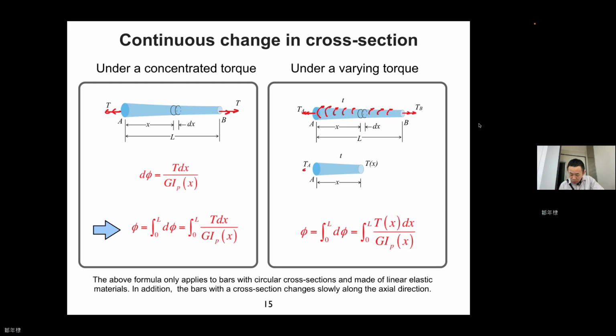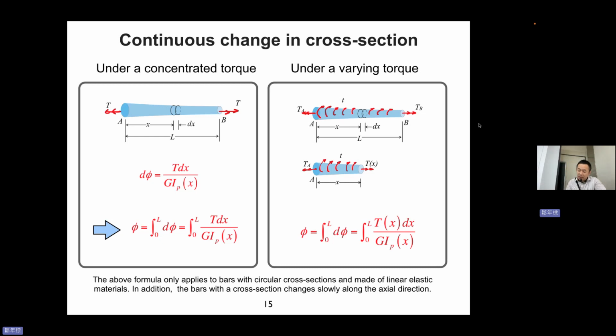So of course, what you are going to do is determine T of X in the DX length. If you want to determine T of X, all you need to do is cut it and do the balance, so you can have TX. Then you do the integration from 0 to L, and of course IP needs to be written as a function of X. So that's basically what you learned from chapter 2.